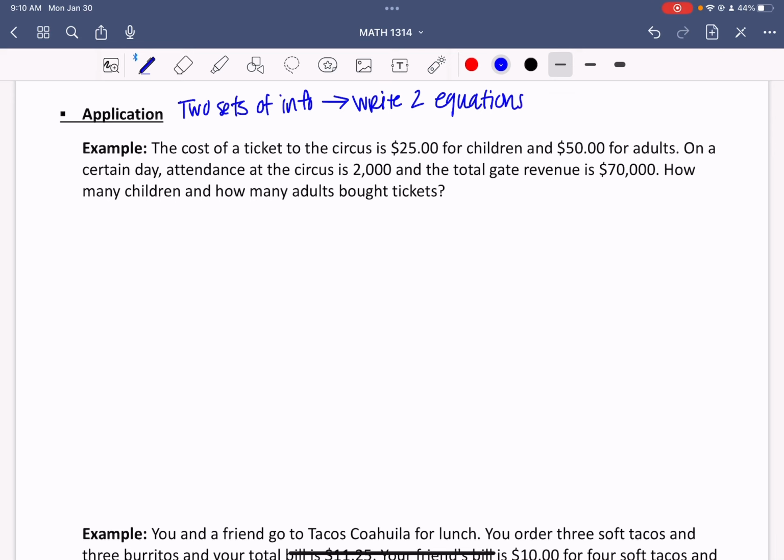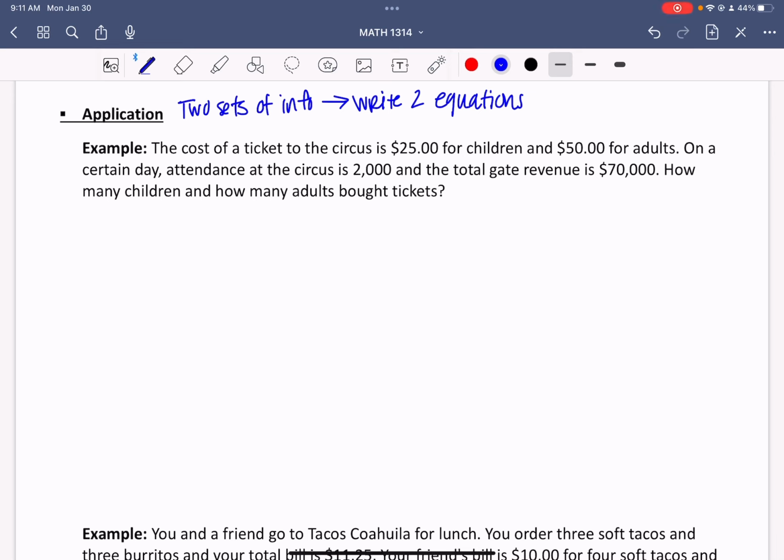When you're working with multiple variables or multiple things that you're looking at, you need as many equations as you have variables. So what we're going to do is work through some applications of this, using what we know about systems. In this example, it says the cost of a ticket to the circus is $25 for children and $50 for adults on a certain day. Attendance at the circus is 2,000 and the total gate revenue is $70,000. How many children and how many adults bought tickets?